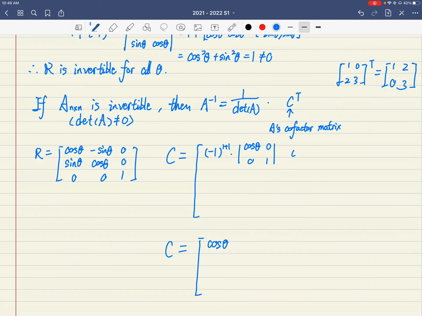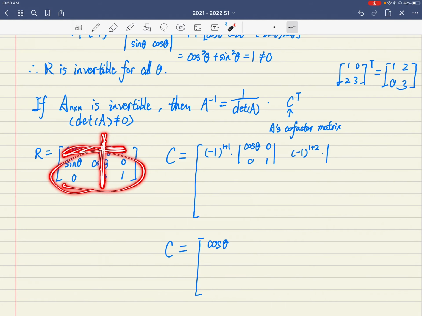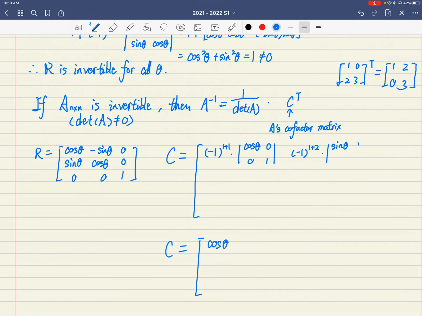What about the 1, 2 entry? It's negative 1 to the power of 1 plus 2 times, after you delete the first row and the second column, you get this: sine theta, 0, 0, 1. Let's do the calculation. So it is negative 1, and here it's sine minus 0, so it's negative sine. I think you can do the rest of it by yourself. Let's just do one more example.